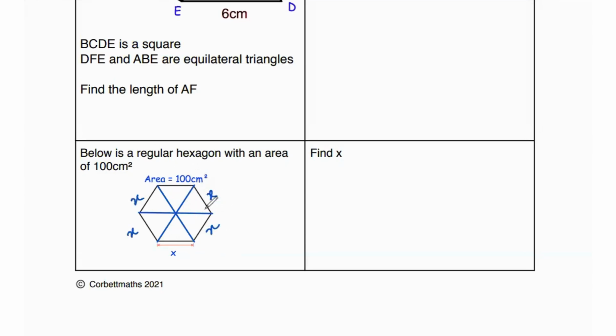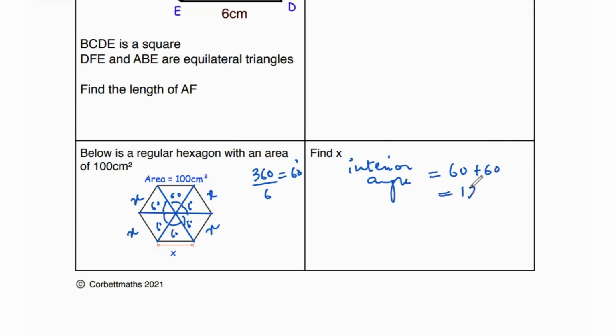So if we divide the shape into all equal 6 triangles, in the middle, the total angle is 360. So 360 divided by 6 is 60, which means 60, 60, 60, and so on. If you notice, if this is 60, all of these triangles are also equal. So these angles are also going to be 60. So the interior angle is also going to be 60 plus 60, which is 120.